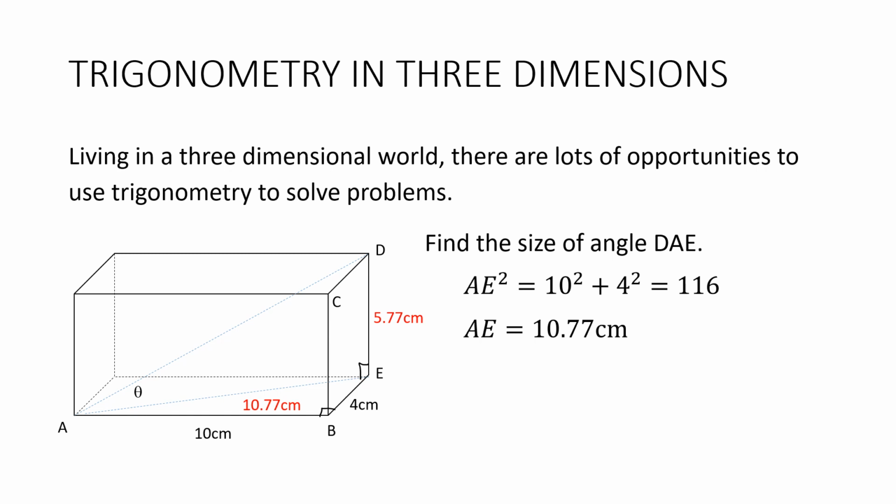And now we're ready to use trigonometry to find this angle. Again, we have tan, opposite over adjacent. So tan theta is equal to 5.77 over 10.77, which is 0.536. Inverse tan of that gives us 28 degrees. So theta is 28 degrees to the nearest degree.